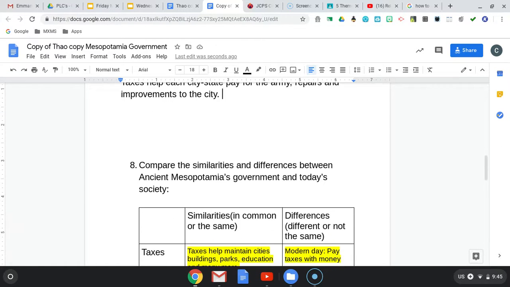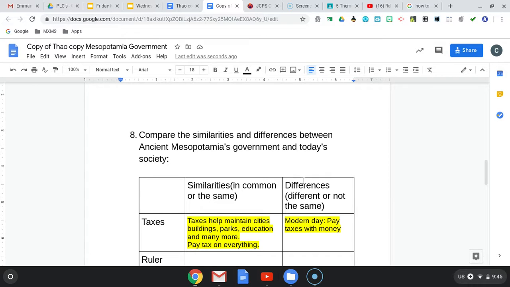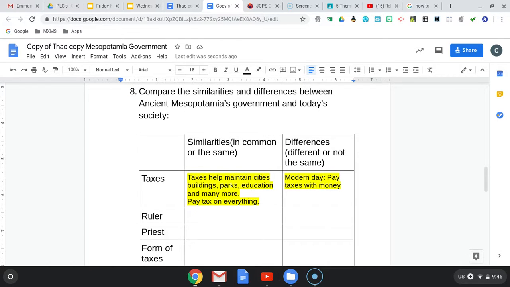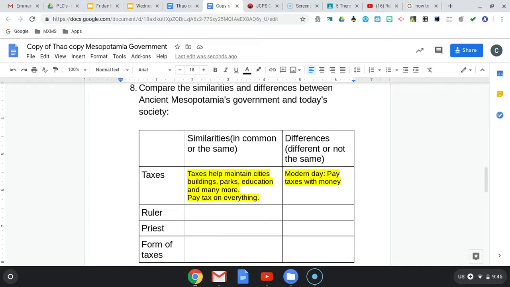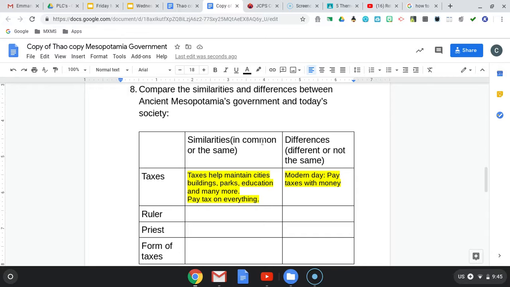All right, awesome, you guys. So this last portion, you will work on this, and do not turn it in yet until Thursday morning after we've discussed it. Number 8 here, compare the similarities and differences between ancient Mesopotamia's government and today's society. So you're going to take a look at what is similarities, which are in common or the same thing. Differences, different or not the same. So you want to take a look at what Mesopotamia and what we have in today's society, what are the same with taxes, okay? And then what is the difference from Mesopotamia and today's society with taxes, all right?